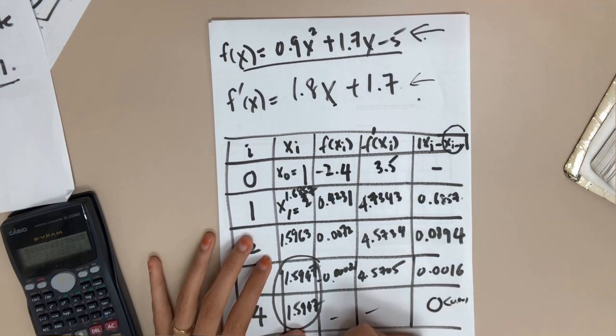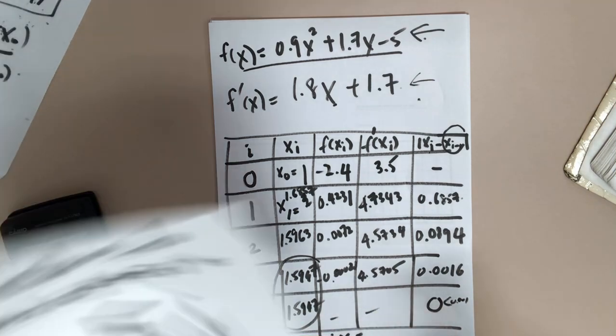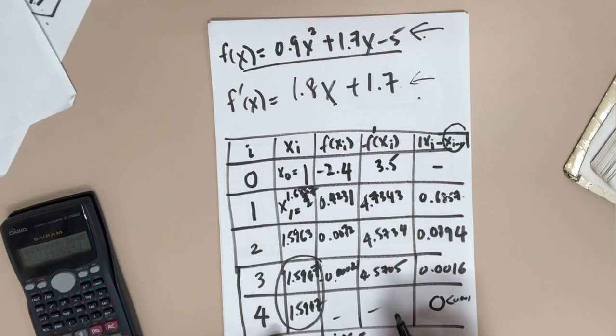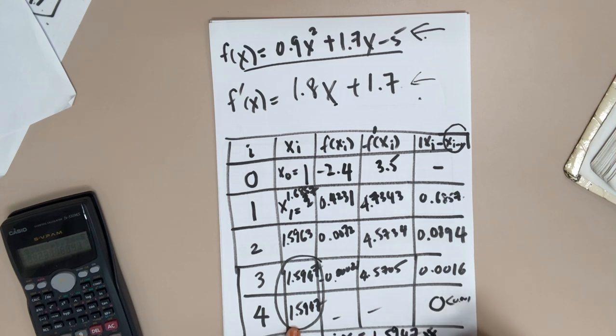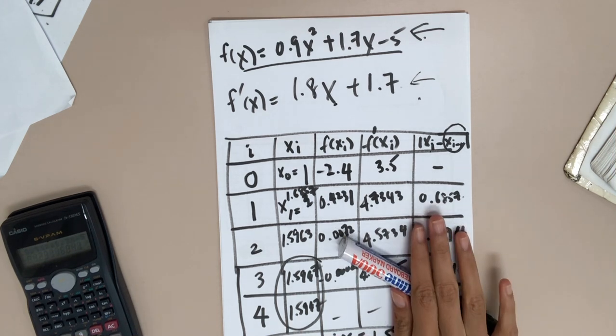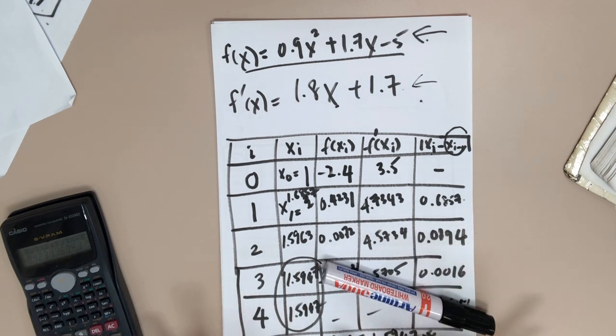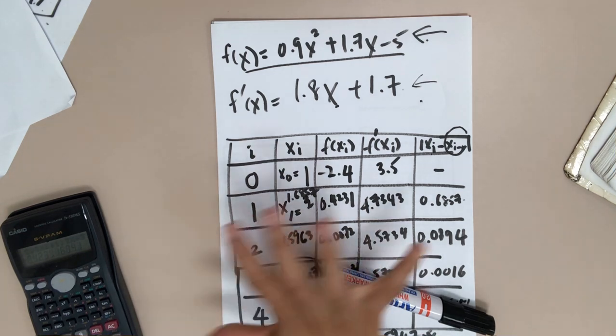So therefore, because the question asks you to find the root, right? So root here means x. So the last x, this is your answer. So this is all about Newton-Raphson. It's easy, right? Senang je, cuma jangan careless. Because kalau salah kira dekat atas, totally it will be wrong lah.